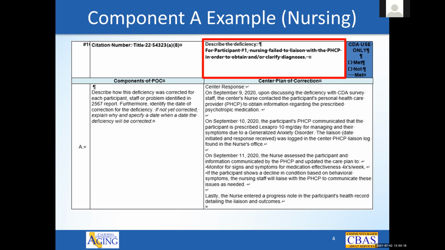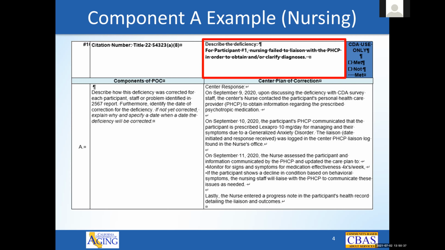And if the participant shows a decline in the condition based on behavioral symptoms, the nursing staff will liaise with the personal healthcare provider to communicate these issues as needed. Lastly, the nurse entered a progress note in the participant's health record detailing the liaison and outcomes.